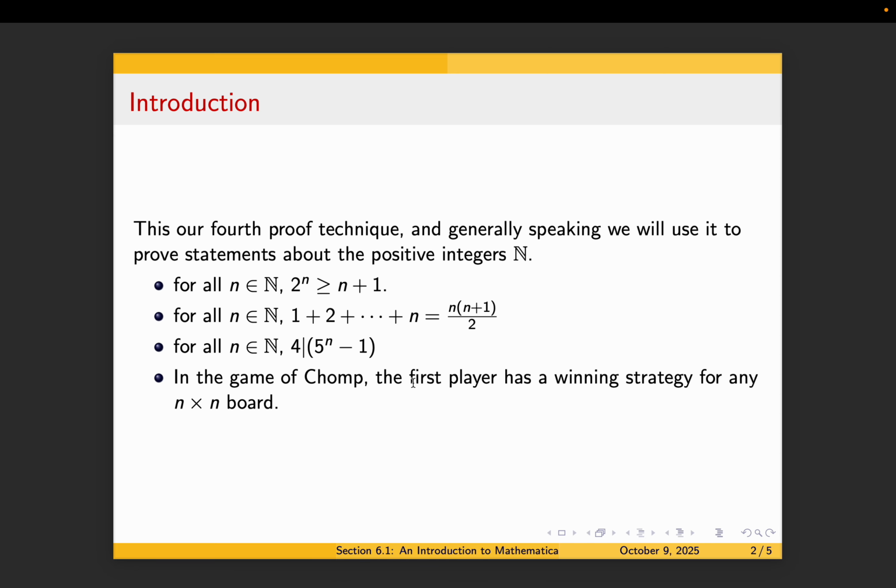So induction is used to prove things like this, generally speaking, positive integers. We will see a few exceptions later, but mostly things like this. Equations, inequalities, or any sort of statement that can be phrased over the positive integers.